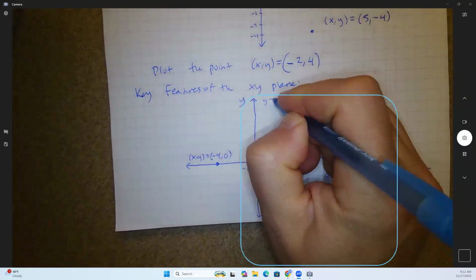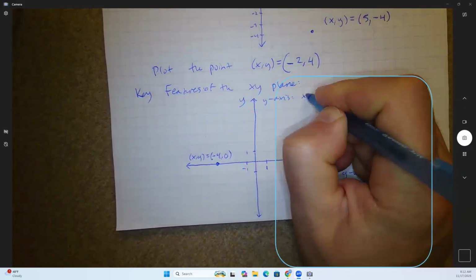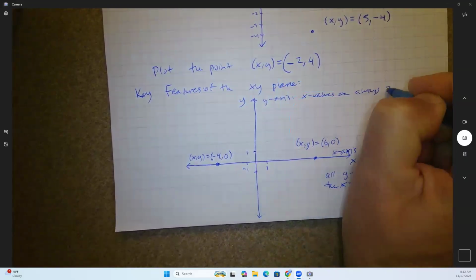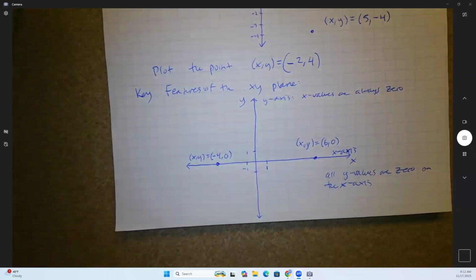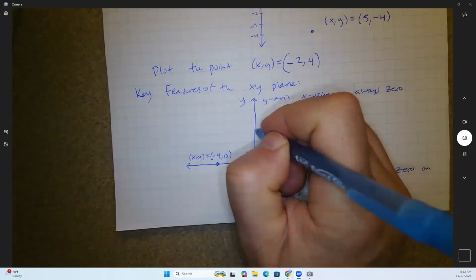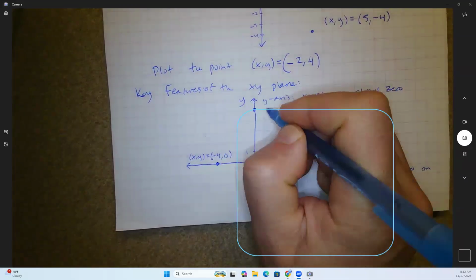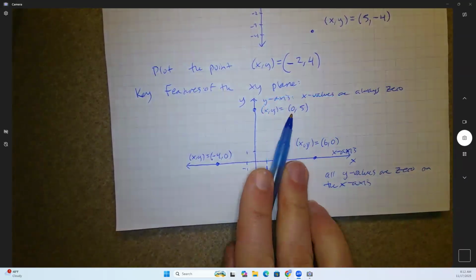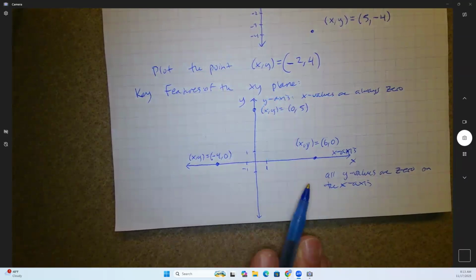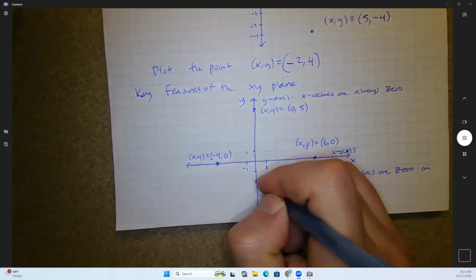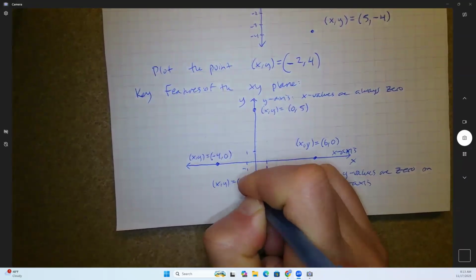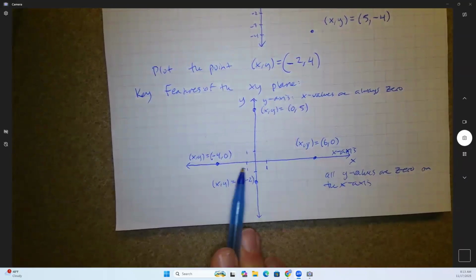The vertical line is the y-axis, and x values are always 0 on the y-axis. So that point right there, x comma y is 0 comma 5. The x value is 0 because I haven't taken any steps in the x direction. And this point down here, x comma y is 0, negative 2, because again, I haven't taken any steps in the x direction.